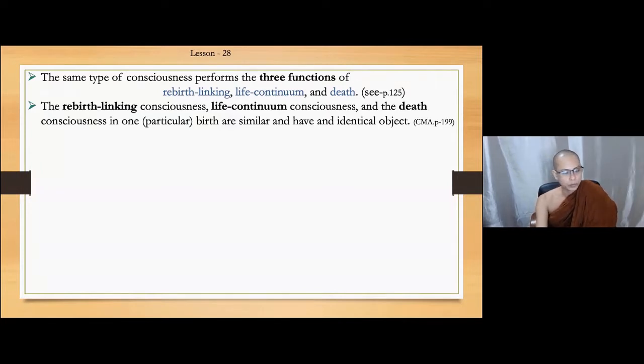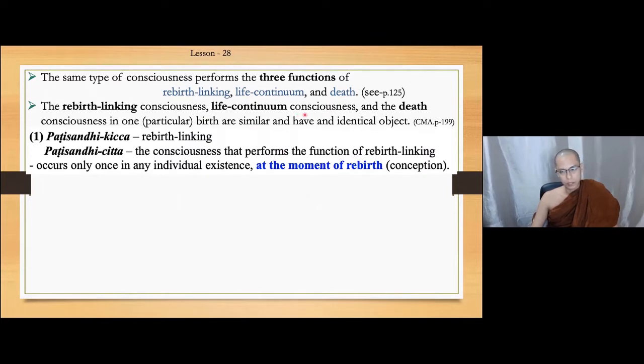Here, this is to review the Bhavanga for more understanding of the process of the consciousness and mental factors, which is called the process of mentality. And we need to know that if there is no cognitive process, the Bhavanga is running as a part of the life. So three functions are performed by the same type in one life: rebirth linking, life continuum, and death. So Pradisandhi, Bhavanga, and Chuti. The rebirth linking, Pradisandhi, life continuum is Bhavanga, and that is the Chuti in Pali. So they are identical.